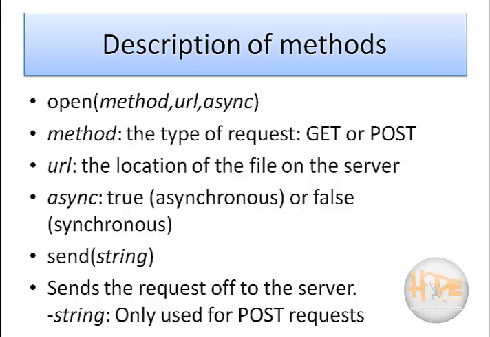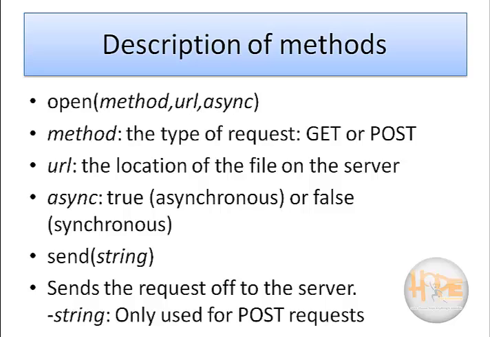So the first parameter is the method. It is the type of request, either GET or POST. There is also a third method called HEAD, but we do not use it generally. The second parameter is the location of the file on the server. In the case of a server-side language script like PHP or ASP.NET, we can also append parameters to the URL.